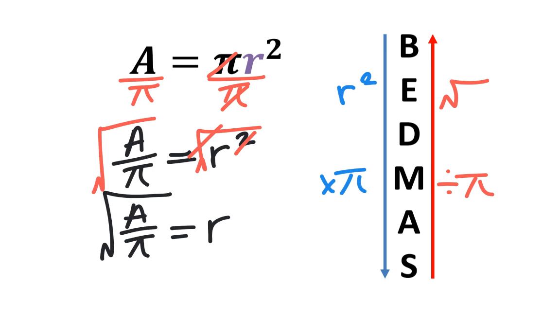Now, since we read from left to right, I'm going to have to clean this up. This is going to be rewritten as r is equal to the square root of a over pi.